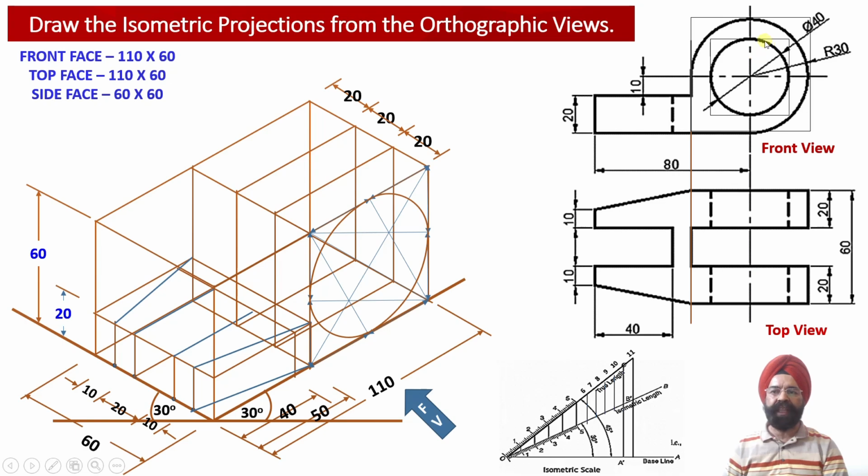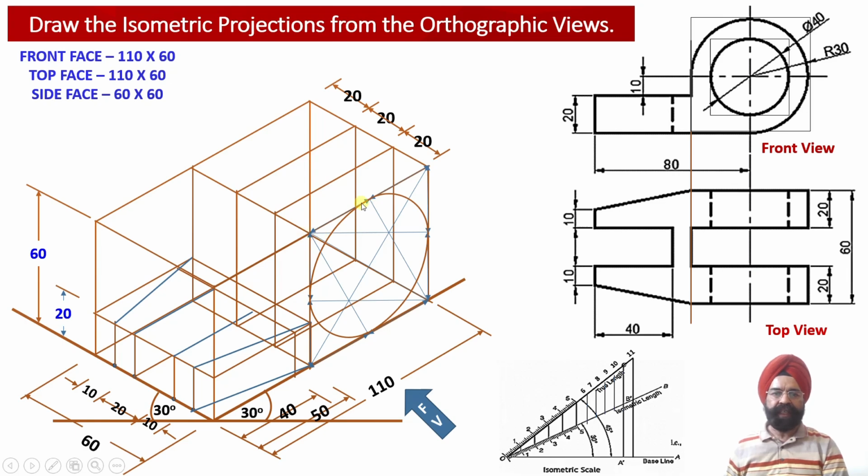Now we need to obtain the inner circular portion. We know that the diameter of the inner circular portion is 40 millimeter, so we have to inscribe the circle into a square of 40 millimeter edge. How will that be possible? Take an offset of 10 millimeter on each of the four sides towards the interior from the outer surface of the square. So this square of 40 millimeter size will be obtained.